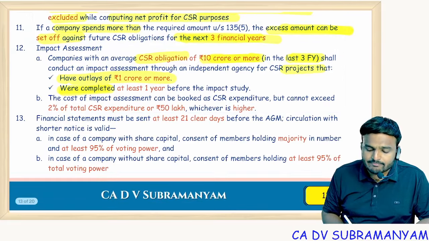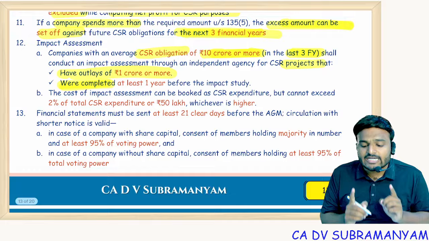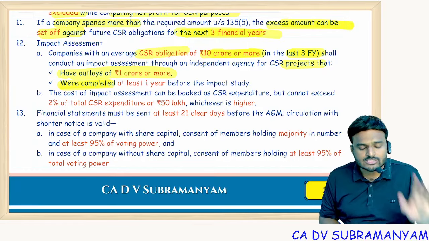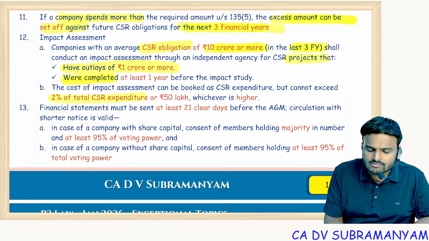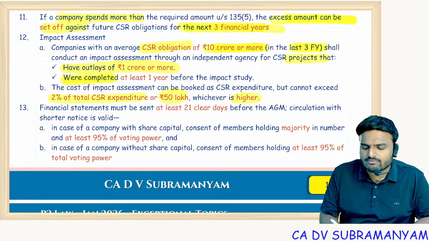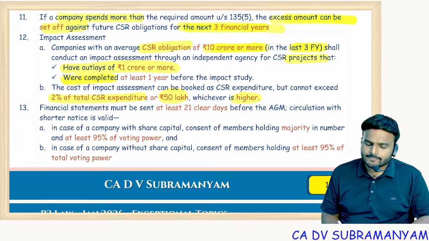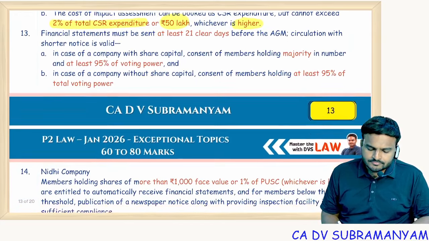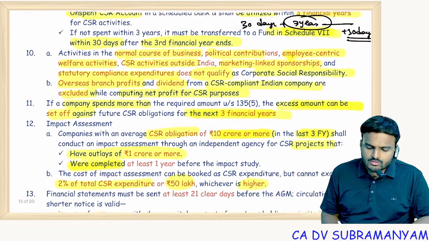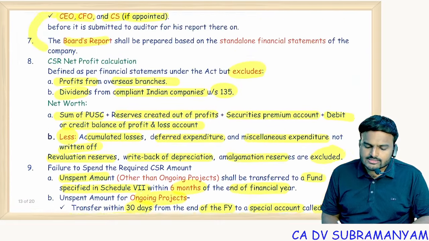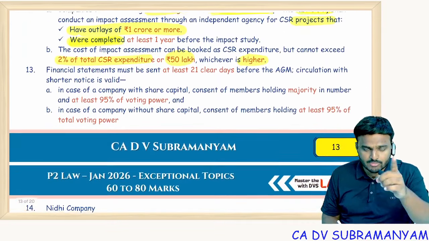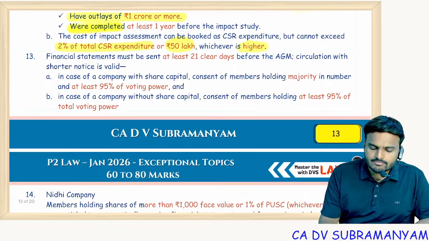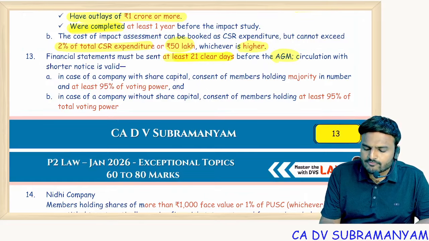For conducting impact assessment, you have to recruit independent agency, not company staff. That agency can charge fees. Allowed fees is 2% of CSR expenditure or 50 lakhs, whichever is higher. Next one, in CSR, administrative overheads is allowed up to 5%. Remember that point. Financial statements must be sent at least 21 clear days before AGM.